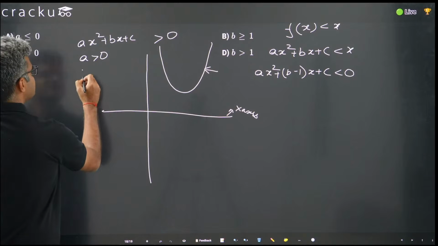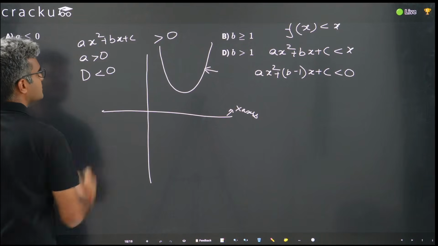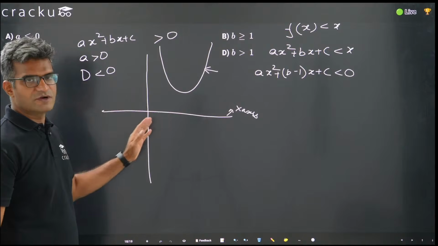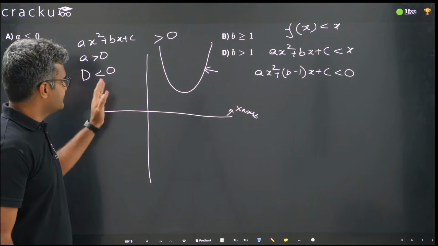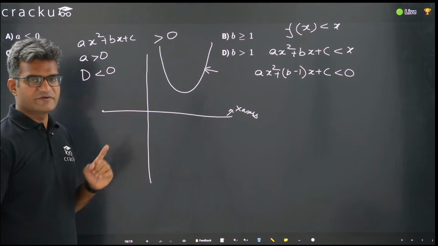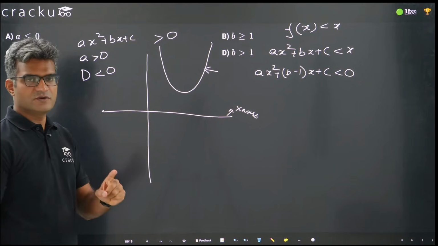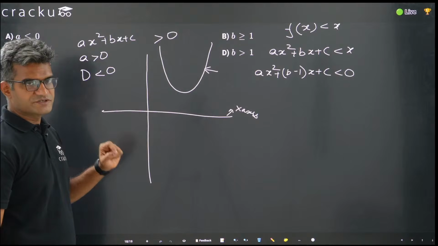Secondly, we want the discriminant to be less than 0, because if the discriminant is equal to 0, the quadratic equation will touch the x-axis. If the discriminant is greater than 0, remember what we discussed, the quadratic equation will have two roots.